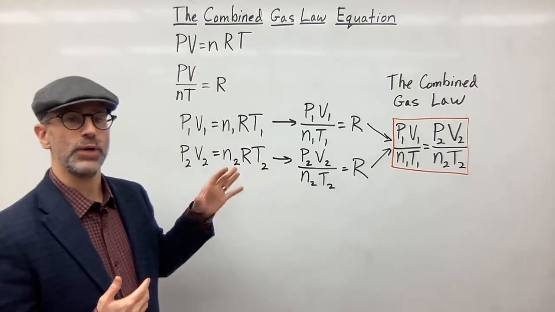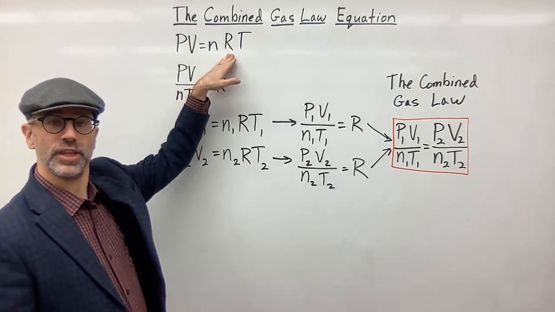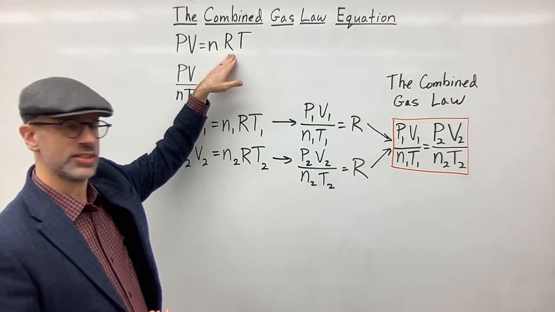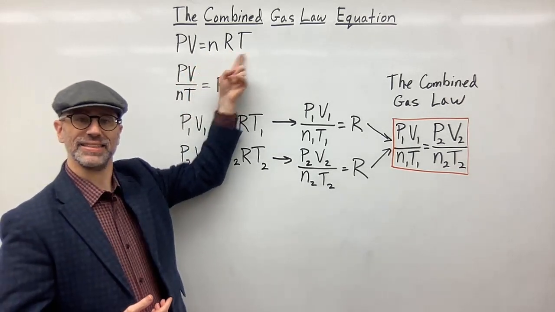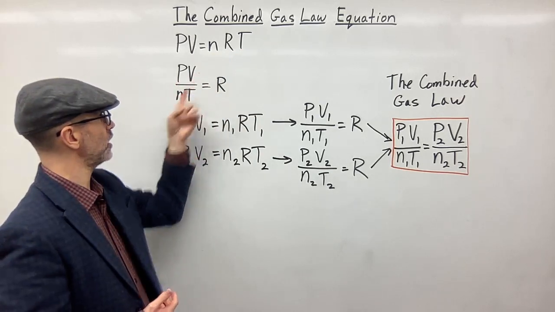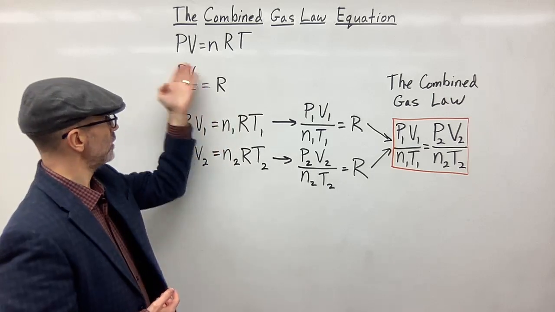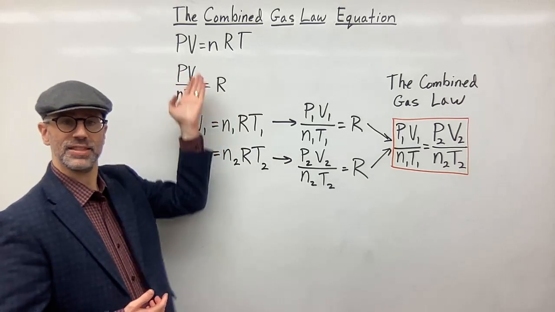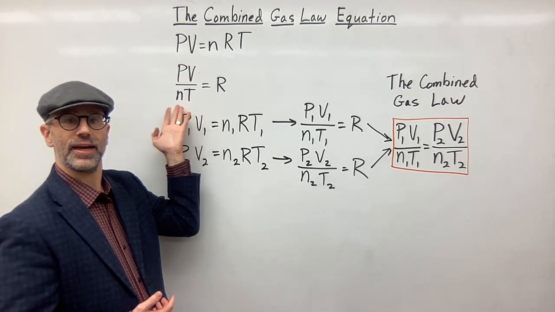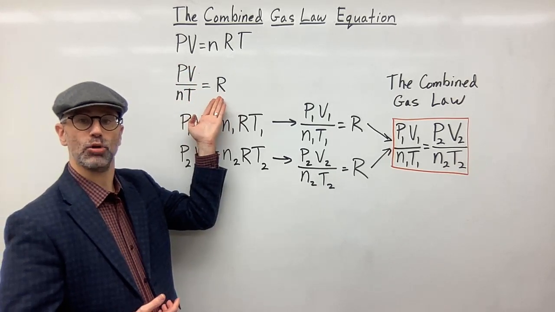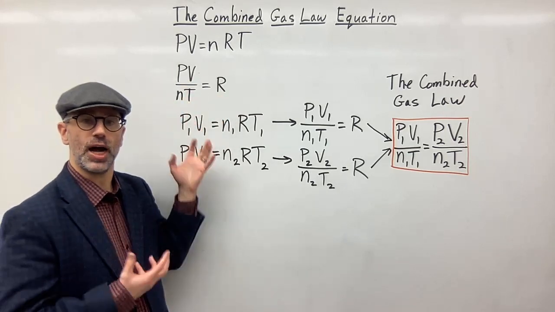If we rearrange this equation, we can get everything except for the R, the ideal gas law constant, onto one side. If we divide both sides by n and T, we get PV over nT is equal to R. So what this tells us is that these gas properties, when multiplied and divided together, should equal the ideal gas law constant. So these relationships are constant to each other.